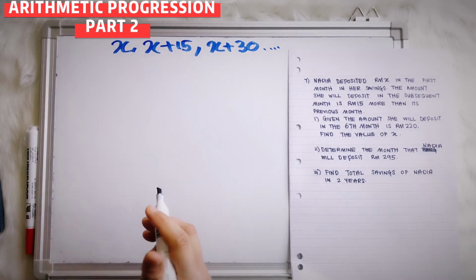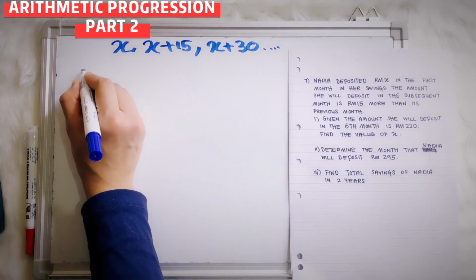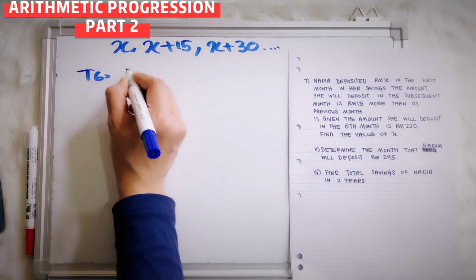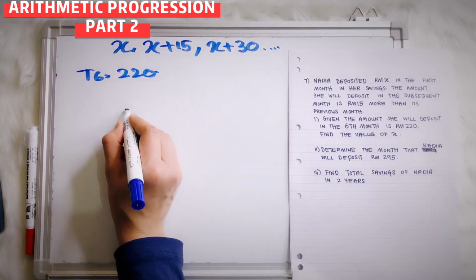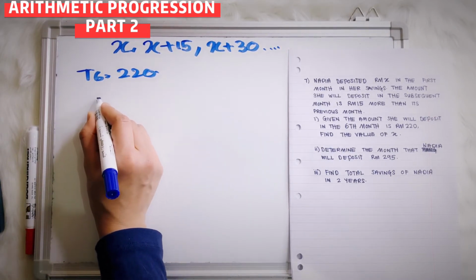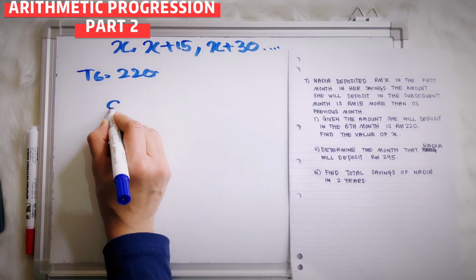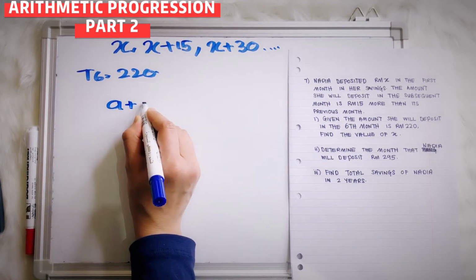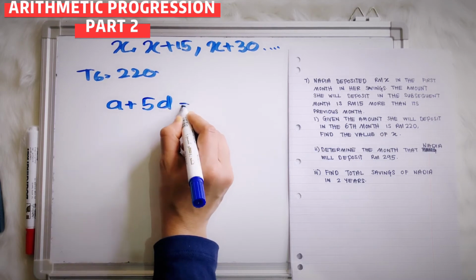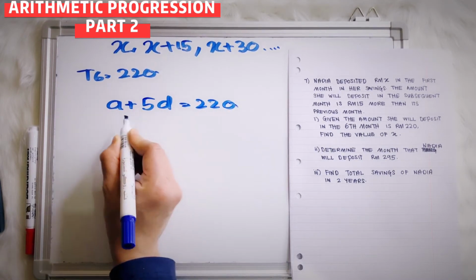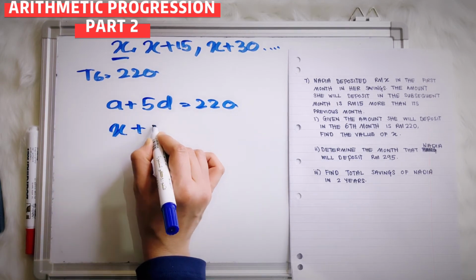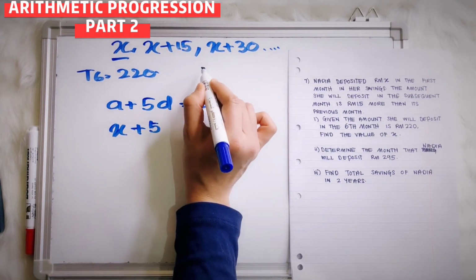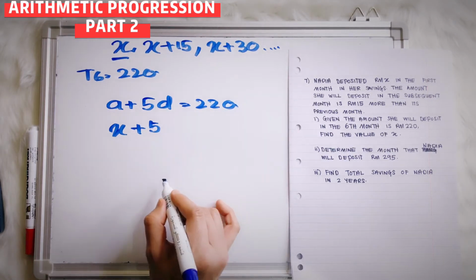So now T6 equals 220. We want to find the value of X. So T6 equals a plus 6 minus 1 is 5, 5d equals 220. a is X, so X plus 5d. Our difference is, let me show you the difference now.